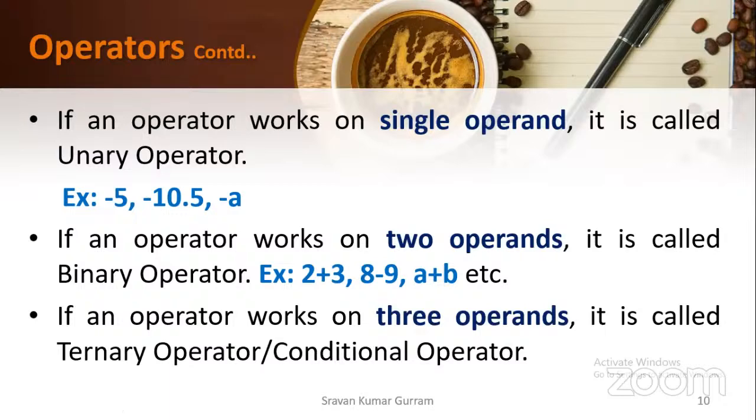Then third category, ternary operators. If an operator works on three operands, then it is called a ternary operator, or you can use the word conditional operator. We have a special syntax for the conditional operator or ternary operator. We'll see later on. But as of now, just remember what is operator, what is expression, what is operand, and what are the different types of operators. A single operand, that is a unary operator. Two operands, binary operator. And if the operator works with the help of three operands, that is called a ternary operator.